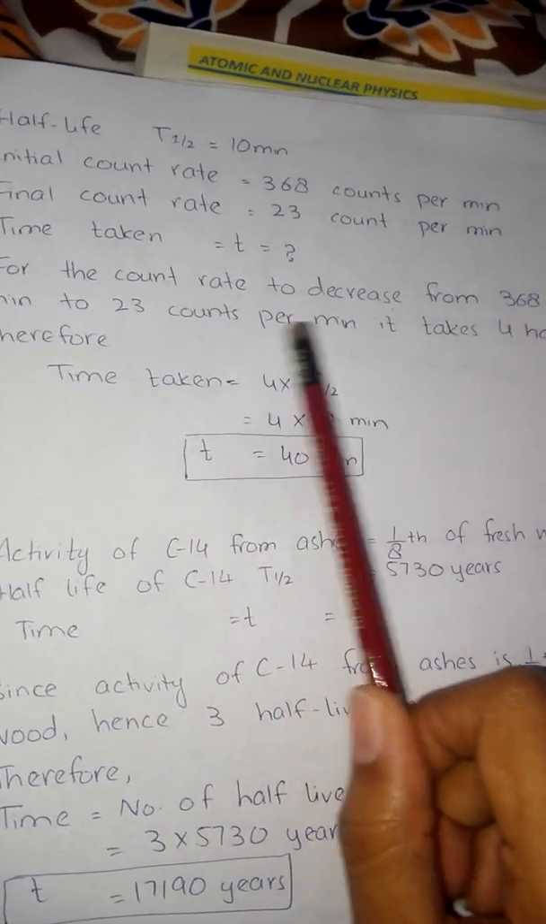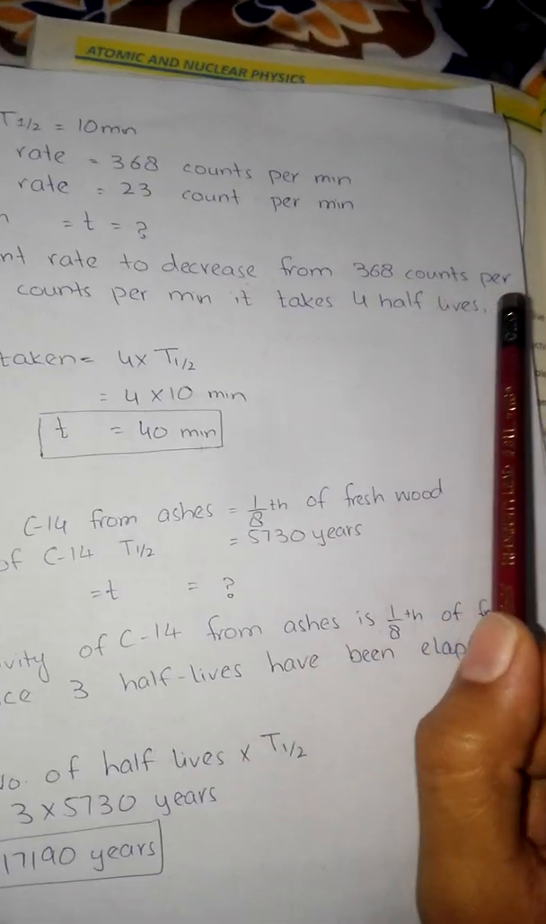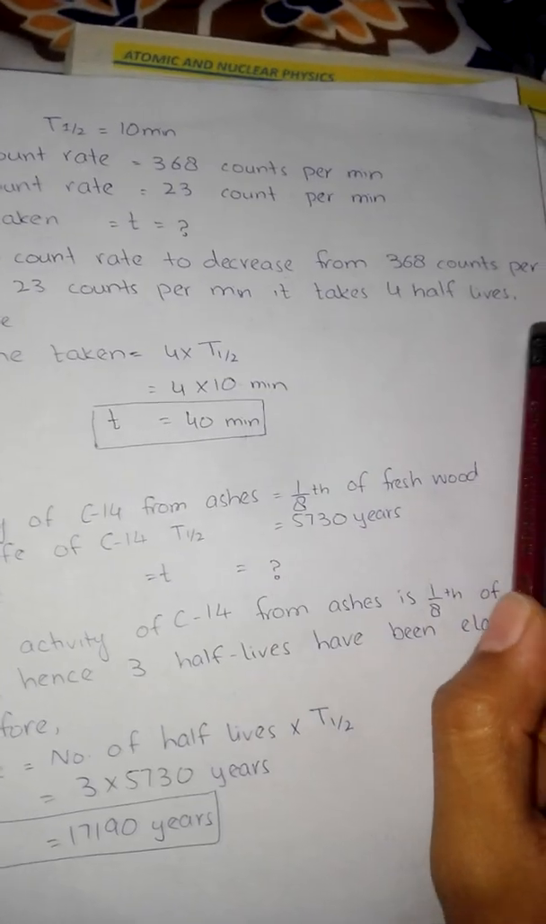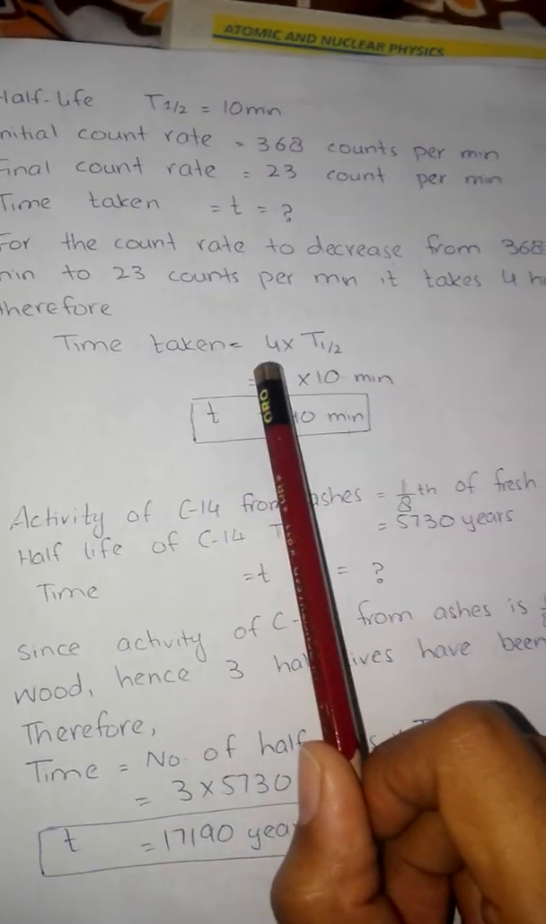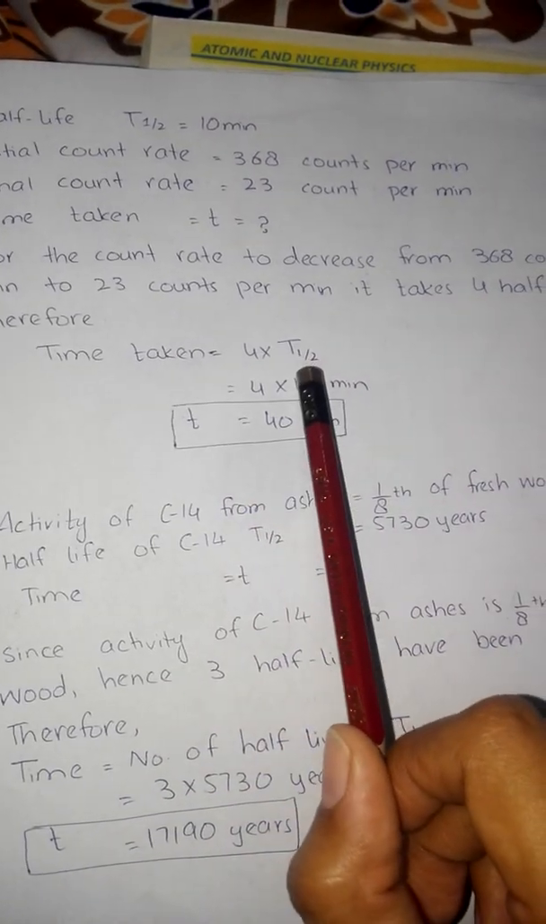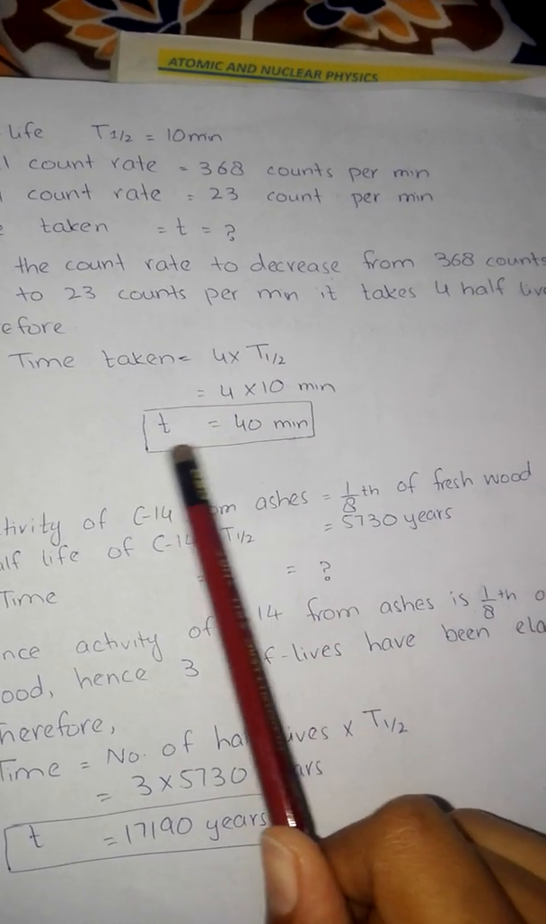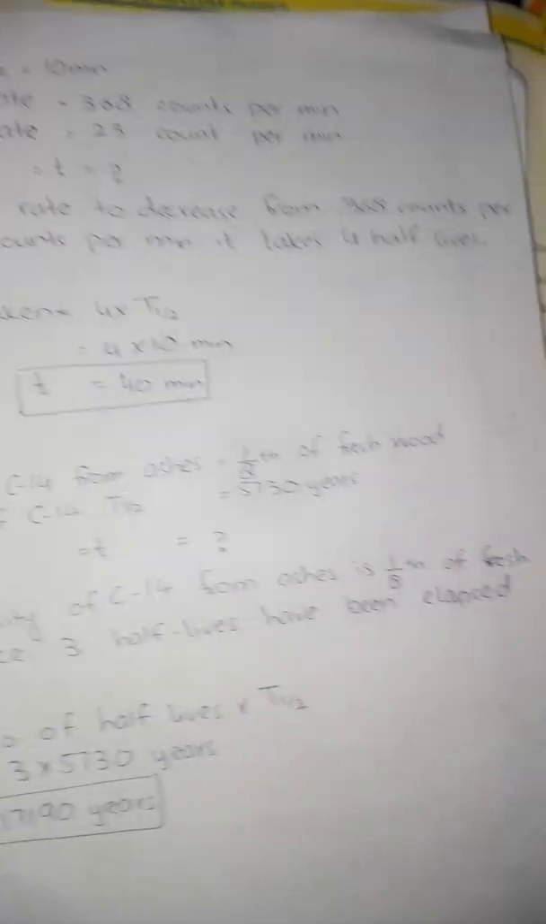For the count rate to decrease from 368 counts per minute to 23 counts per minute, it takes 4 half-lives. Therefore time taken is equal to 4 into t1/2. So 4 into 10 minutes, and time will be 40 minutes. After that we are going to do 18.9.